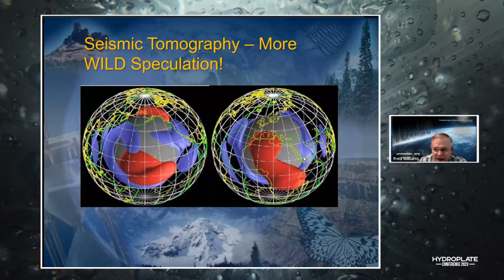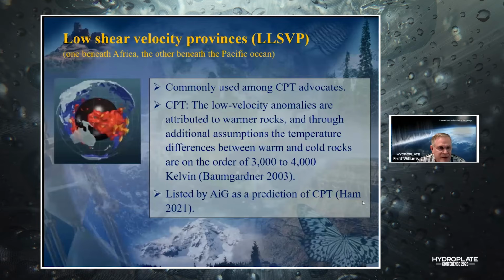This is where you get into even more wild speculation. This image was used by Baumgartner in several papers that he's published, either through ICC or some of the creation journals. And this is a very coarse view of some sort of blob underneath the surface of the Earth. And so CPT noted that the low velocity anomalies are attributed to warmer rocks. Okay, so admitting that the waves are just low velocity, but they're saying it's because they're warmer rocks. Well, that's an assumption. And then they make additional assumptions.